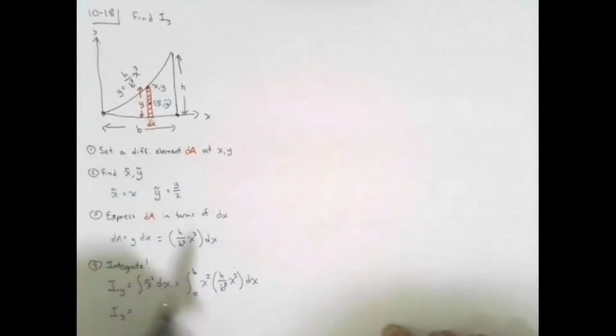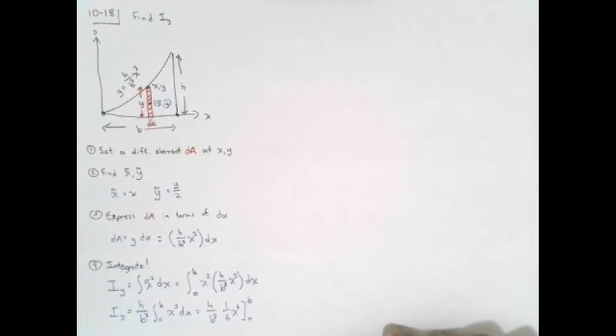So plugging all of that into my integral, I'm going to take out my constants just for simplicity. I take out my constant h over b cubed, and I get the integral from 0 to b of x squared times x cubed, that's x to the power of 5 dx. Solving this integral, I get h over b cubed times 1 over 6 x to the power of 6 evaluated from 0 to b.